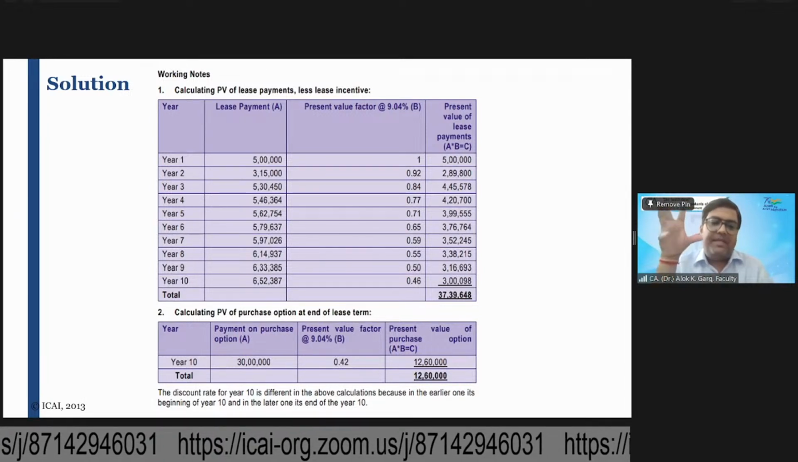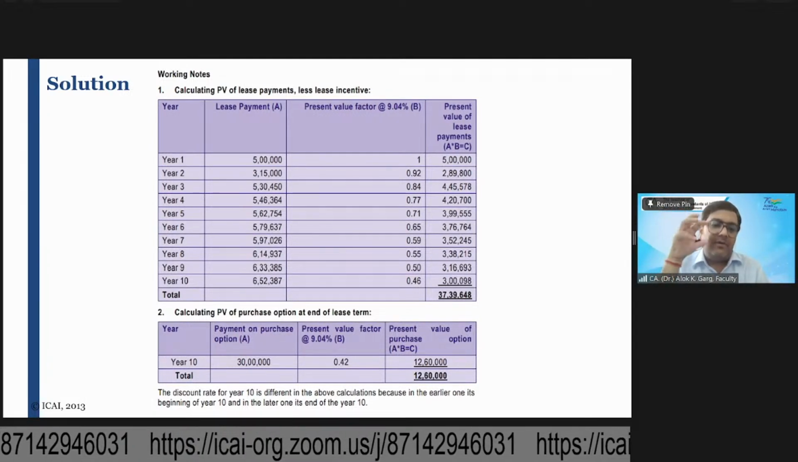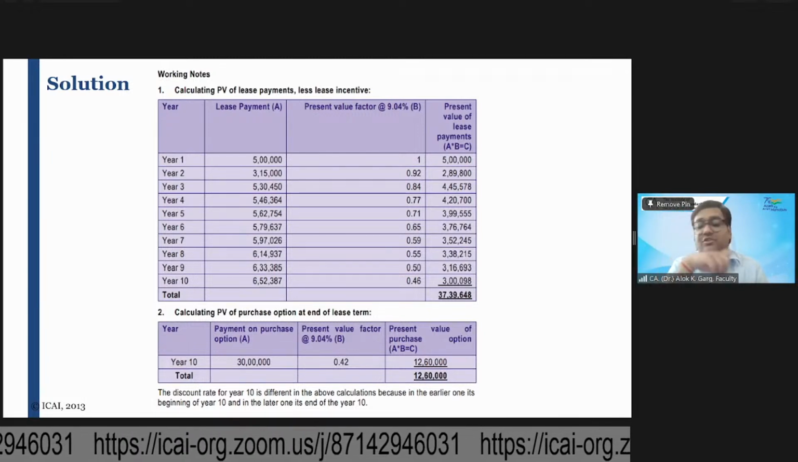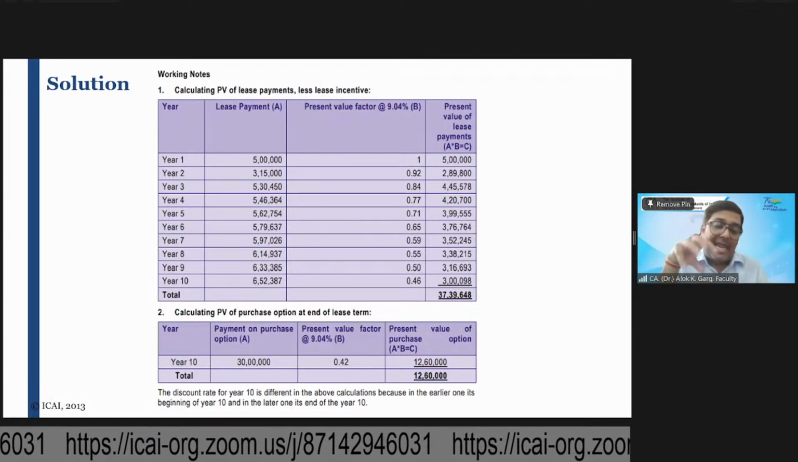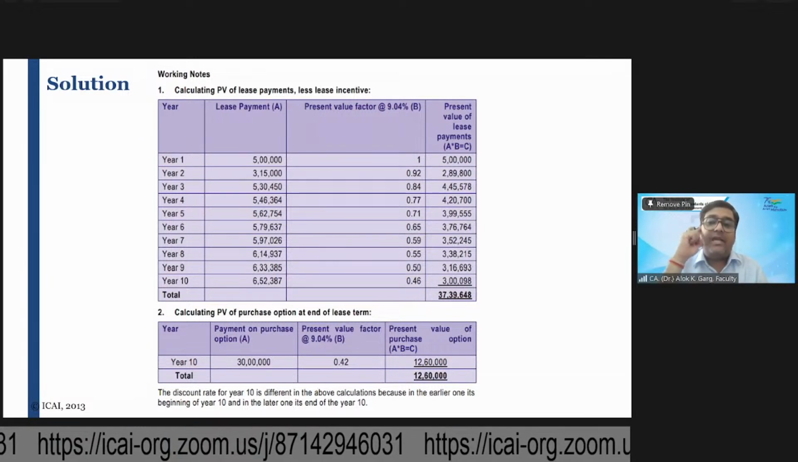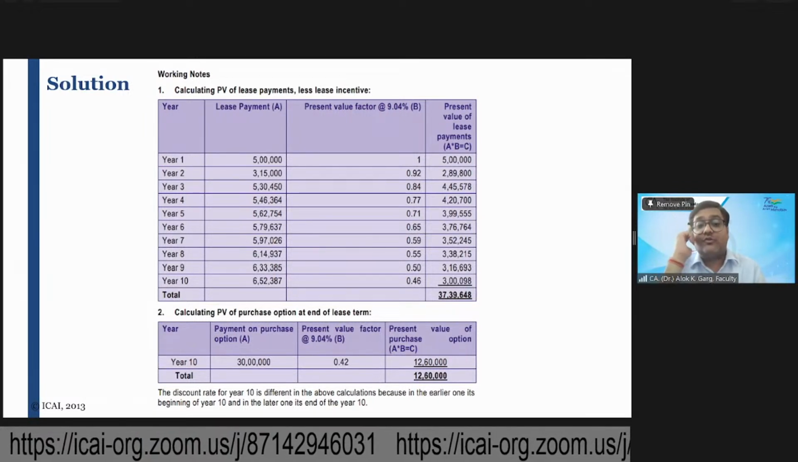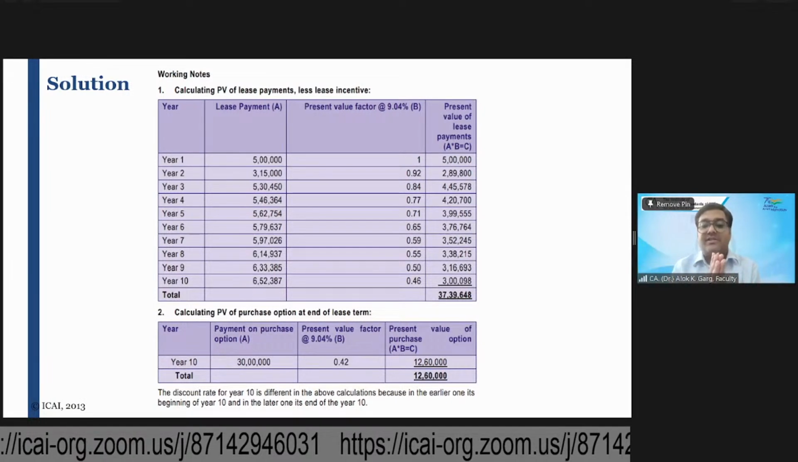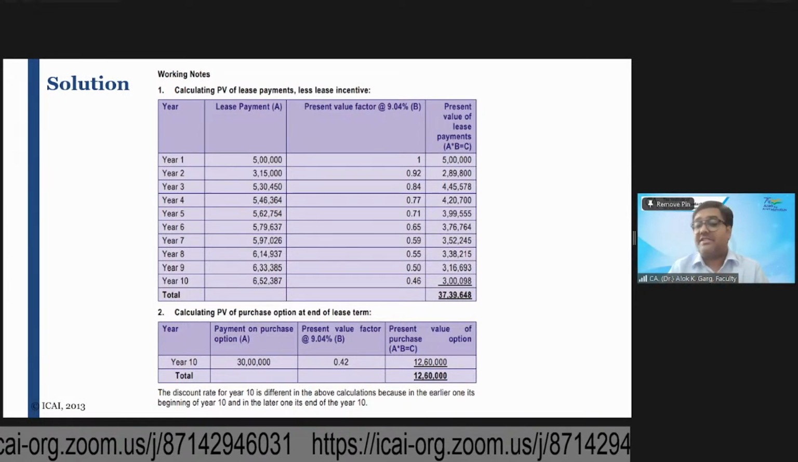In your P&L, depreciation will come, interest cost will come, and variable lease rental will come. Which variable lease rental? Which is not depending on the index. And impairment loss, if any, that will also come. Correct? These are the aspects which we have discussed in today's session, in today's class.